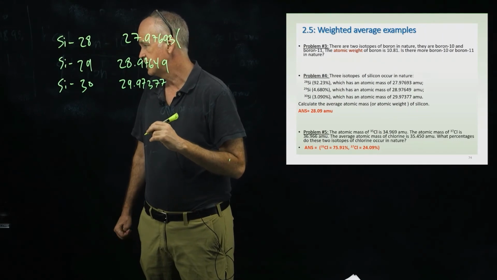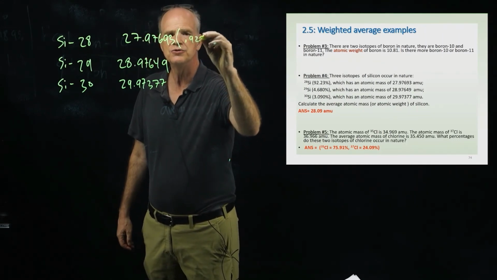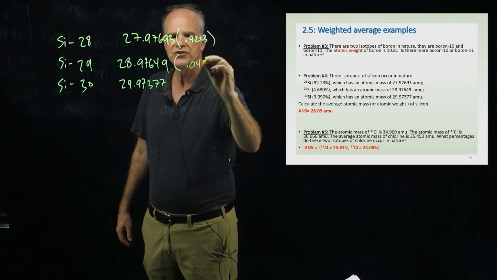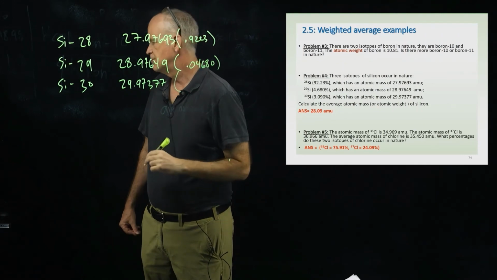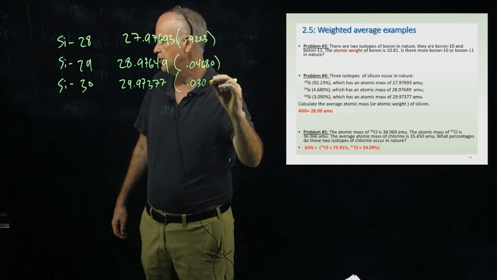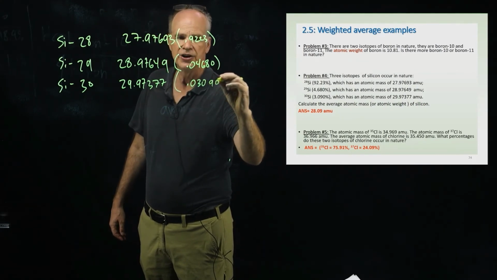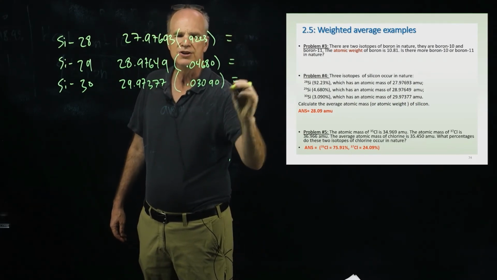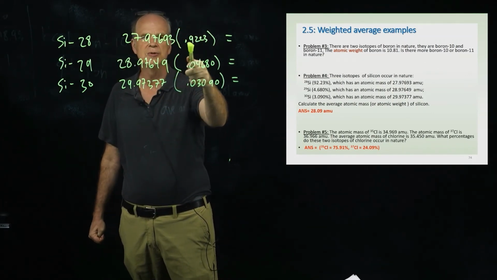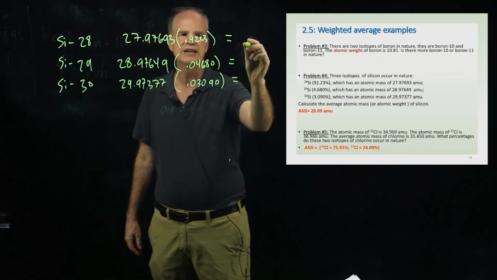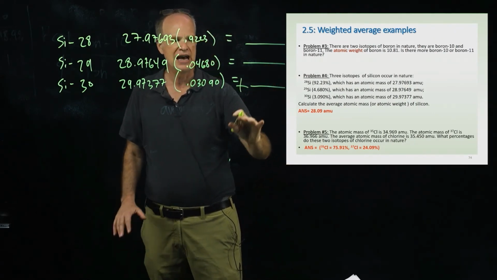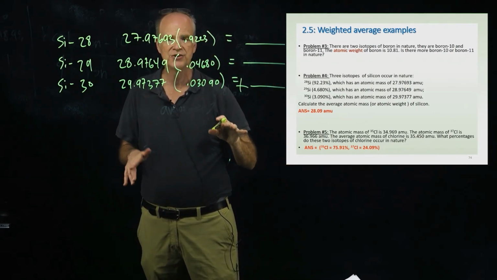So for silicon 28 is 0.9223. This number would be multiplied by 0.04680, and this number would be multiplied by 0.03090. So what you would do is multiply the atomic mass unit mass for each of these isotopes by its decimal value of its abundance and get a number. And then you add up those numbers, and that should give you the average atomic mass for silicon.